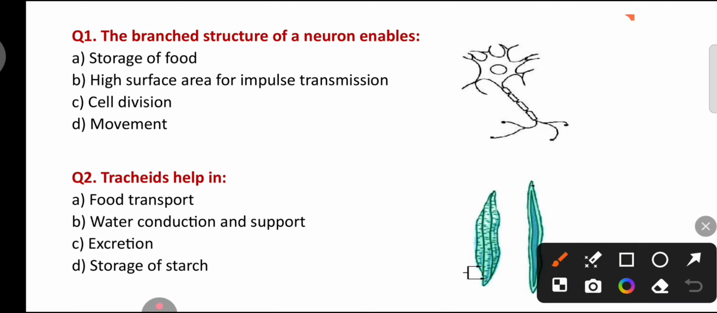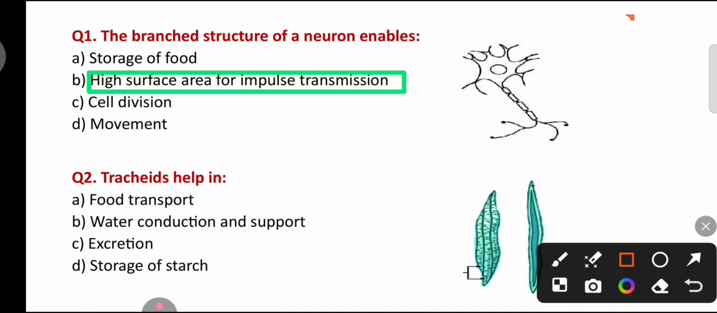The branch structure of neurons enables storage of food, high surface area for impulse transmission, cell division, movement. High surface area for impulse transmission over distance.